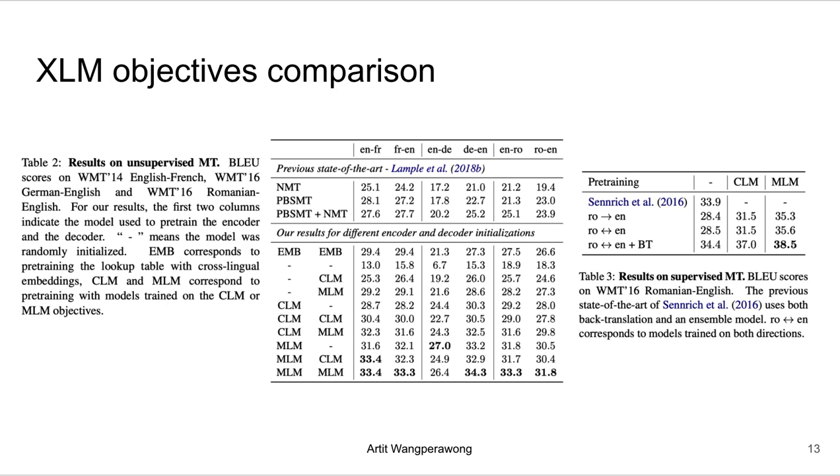Now let's look at table 3. Table 3 is for supervised machine translation, the BLEU scores, for Romanian to English. Again, the masked language model here, in bold, shows the highest performance, really across the board. So the key takeaway is that for XLM, the masked language model performs the best.